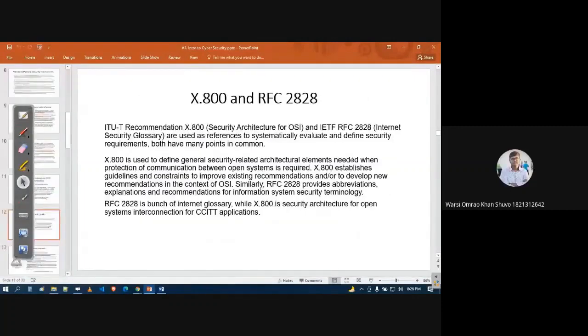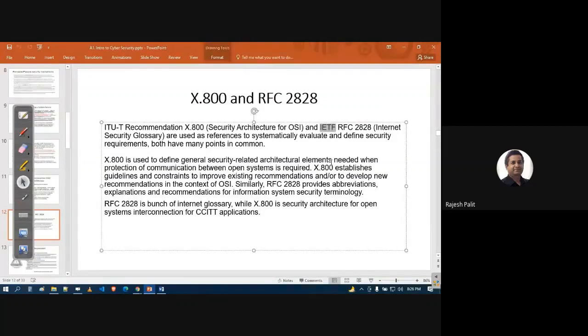Yes, sir. So these are the two authoritative documents, solely the only two documents available. One is by the International Telecommunication Union, X.800, Security Architecture for OSI, Open Systems Interconnection, and another is RFC 2828. That is by the Internet Engineering Task Force. It is also mentioned here.